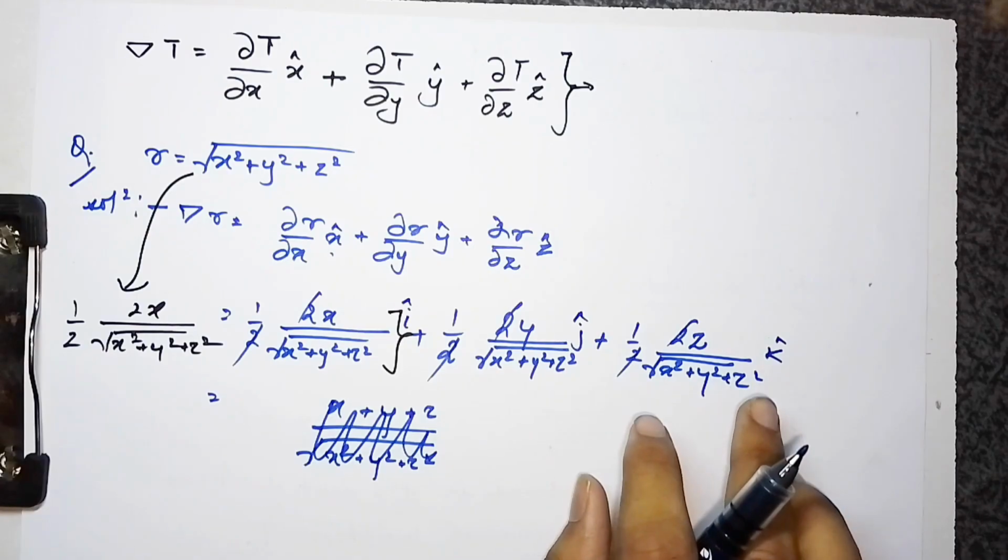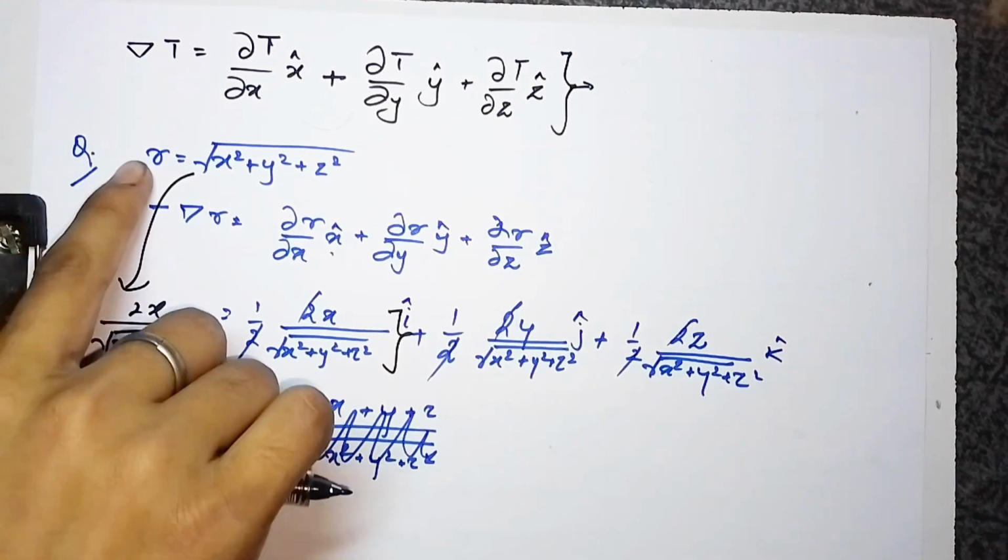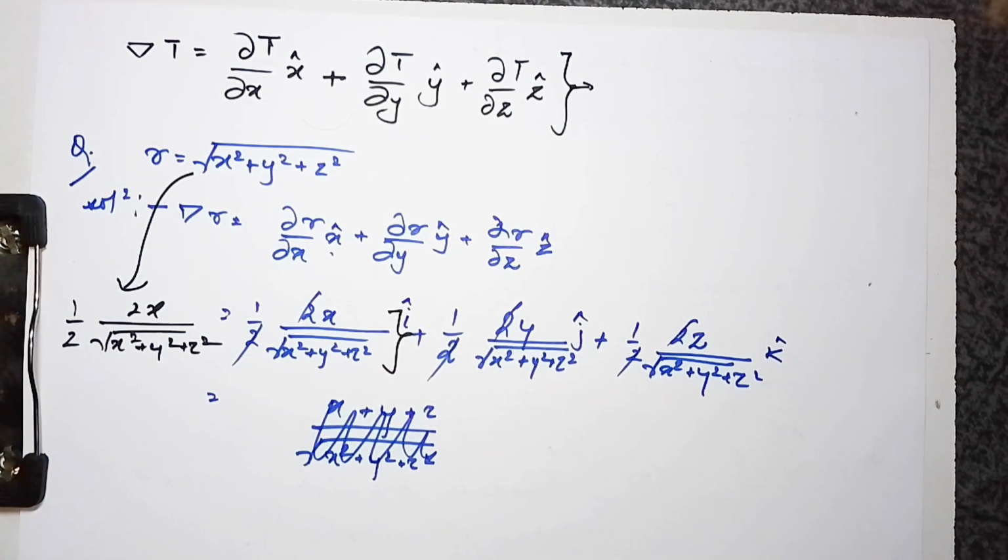But this is the way that we are going to find the gradient, and this particular gradient is pointing in the direction where the maximum increase of function r will happen. I hope that gradient is clear, and also the use of gradient is clear to all of you.